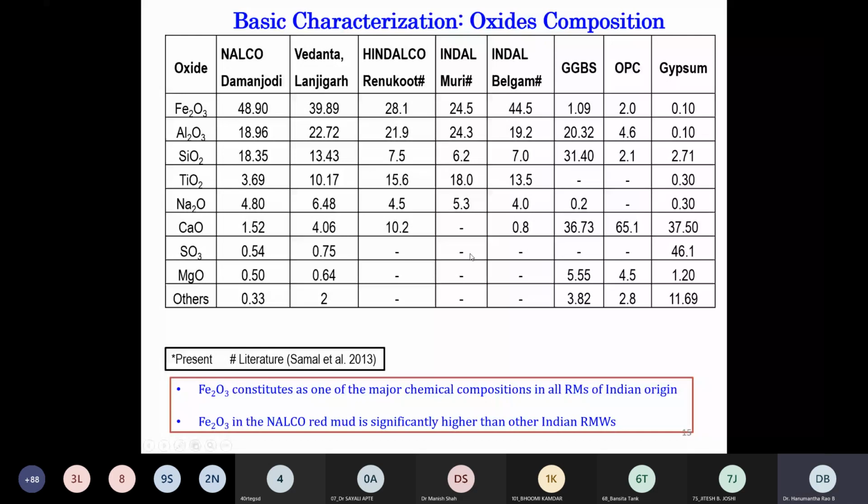You can see one common point among almost all bauxite residues produced by the different plants: iron oxide is higher in content. But you can see the variation. For example, the red mud produced by Indal Muri is as low as 25%, but if you look at the red mud produced by Nalco, it is almost double.